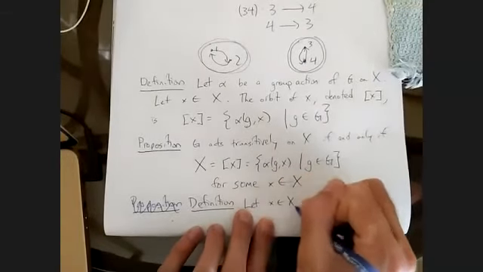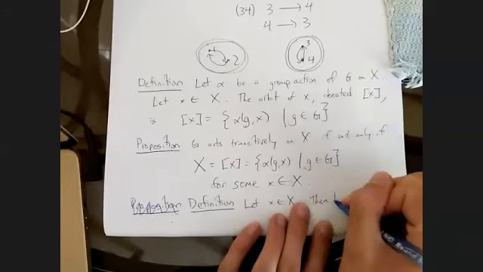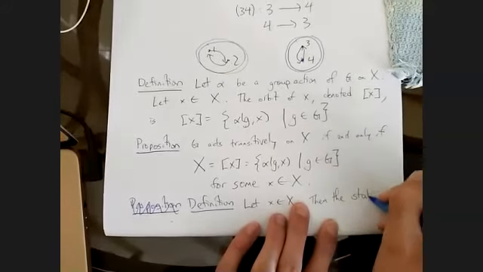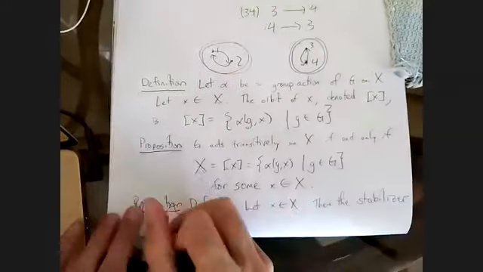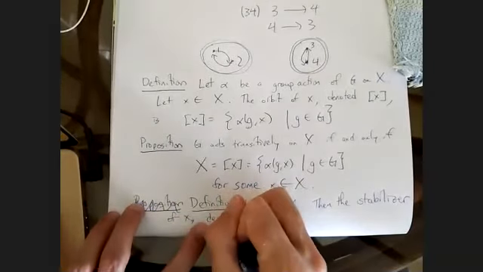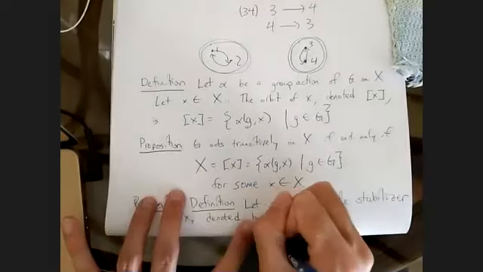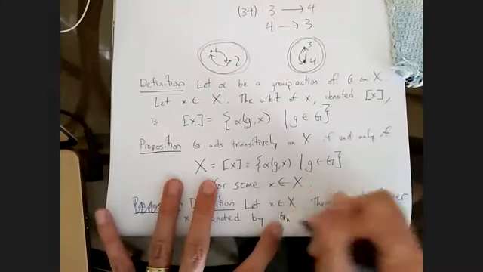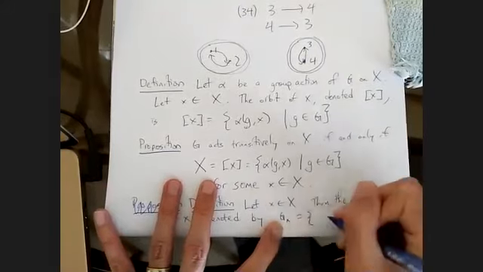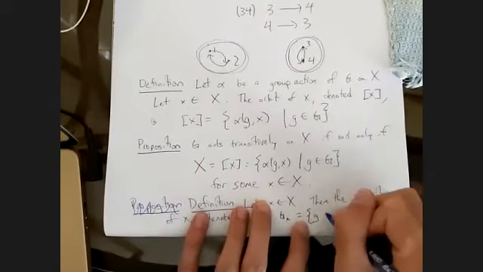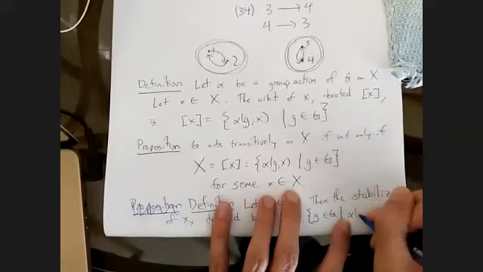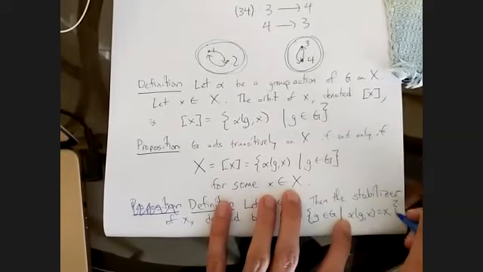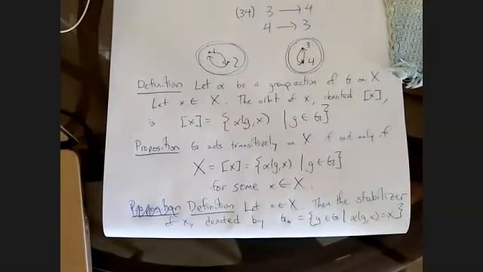Let x be an element of X, then the stabilizer of x is denoted by G sub x. And it's just the set of all elements g such that alpha gx equals x. Okay, so we have a stabilizer, we have orbits. These are actually related.